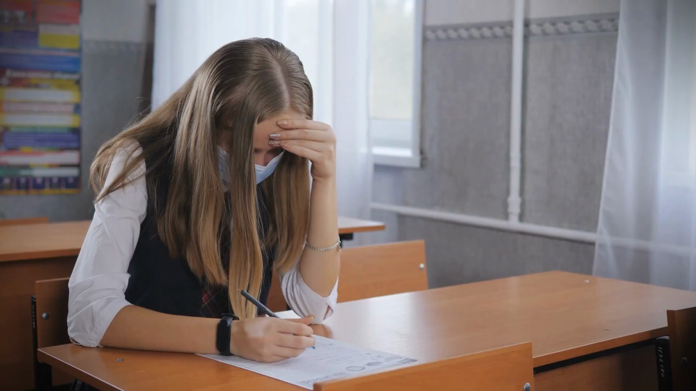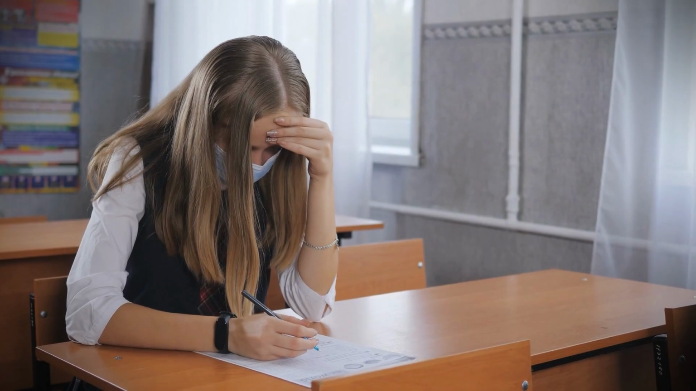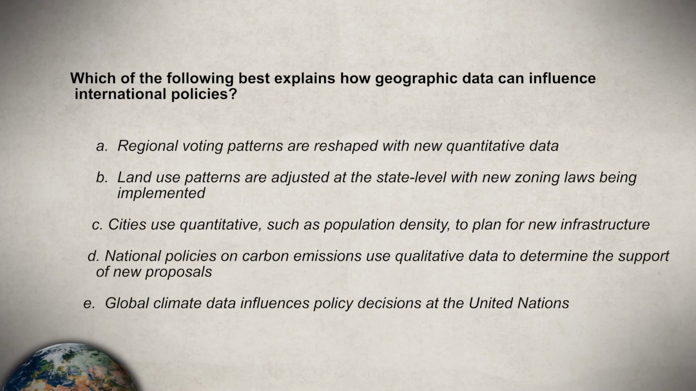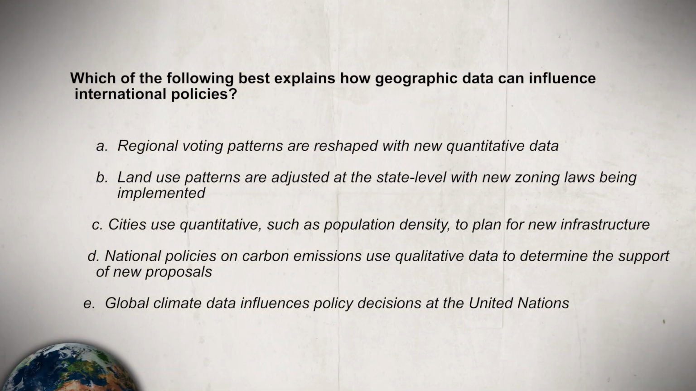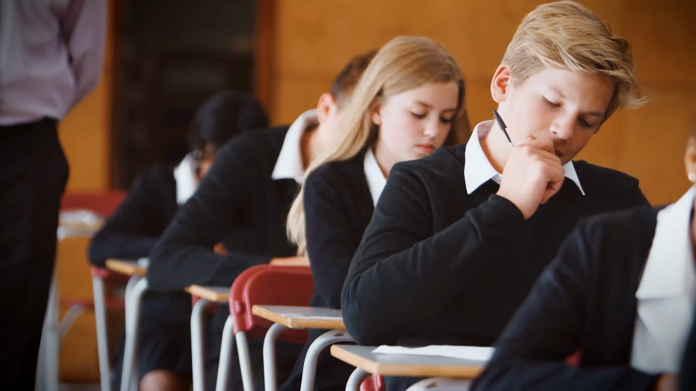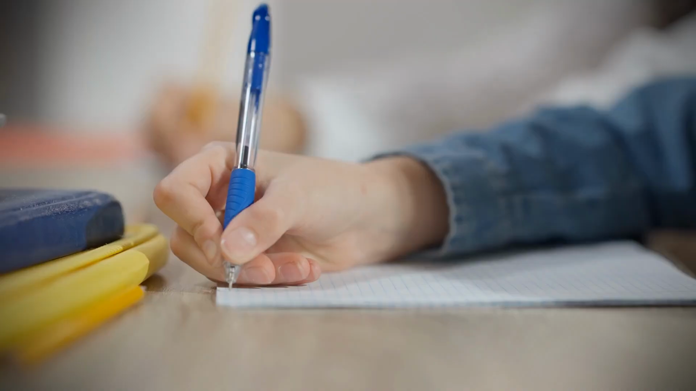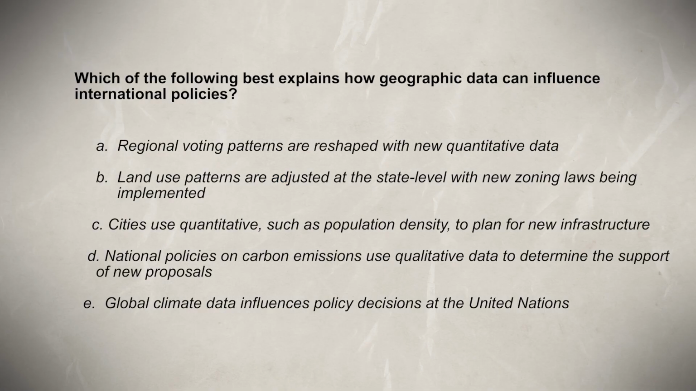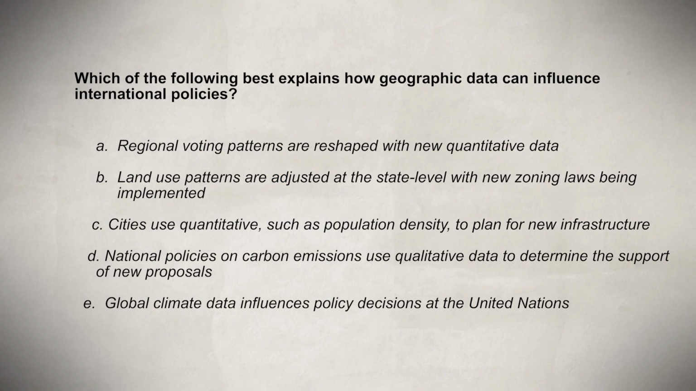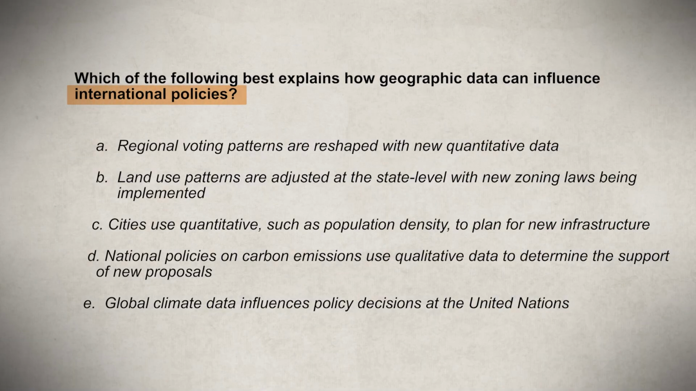Now, I want you to also be on the lookout for scale and scale of analysis questions to pop up on your test in questions dealing with other topics. This is one of the areas where my students always get tripped up. For instance, which of the following best explains how geographic data can influence international policies? Remember, when you are taking a test, you're going to be stressed. And when you are stressed, you are more likely to make easy mistakes and miss things. My students often would miss the part of this question that refers to international policies. When taking your test, don't make that mistake.